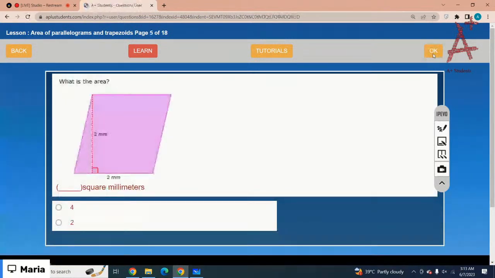Okay, again, what is the area? You have to do base times height. So 2 times 2 is 4. The correct option is 4.